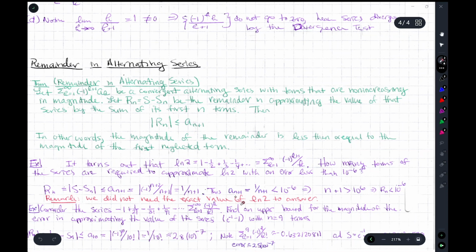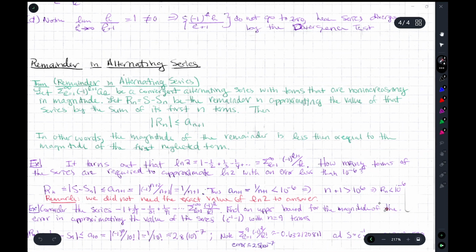And so we know that R_n is less than 1 over n plus 1. So if we choose 1 over n plus 1 less than 10 to the minus 6, we're guaranteed that R_n would be less than 10 to the minus 6. So what does that mean when 1 over n plus 1 is less than 10 to the minus 6? We take the reciprocal, we get n plus 1 is greater than 10 to the 6th. And so whenever n plus 1 is greater than 10 to the 6th, so if you go out a million terms, then you know that the remainder will be less than 10 to the minus 6.